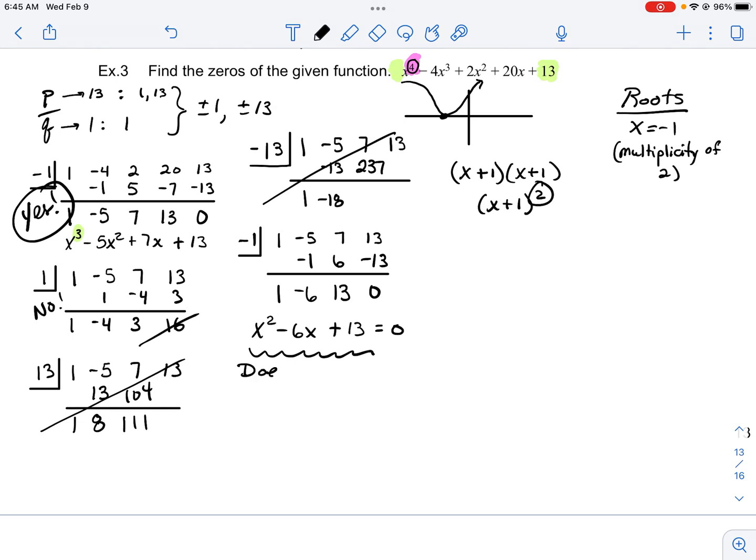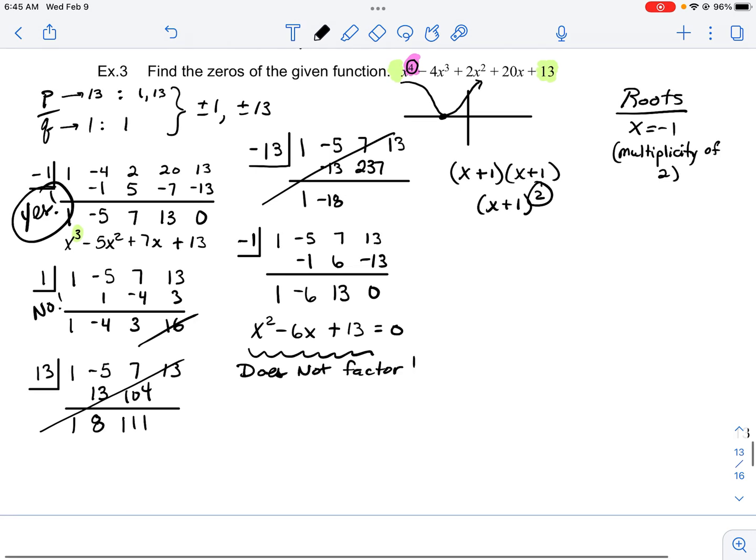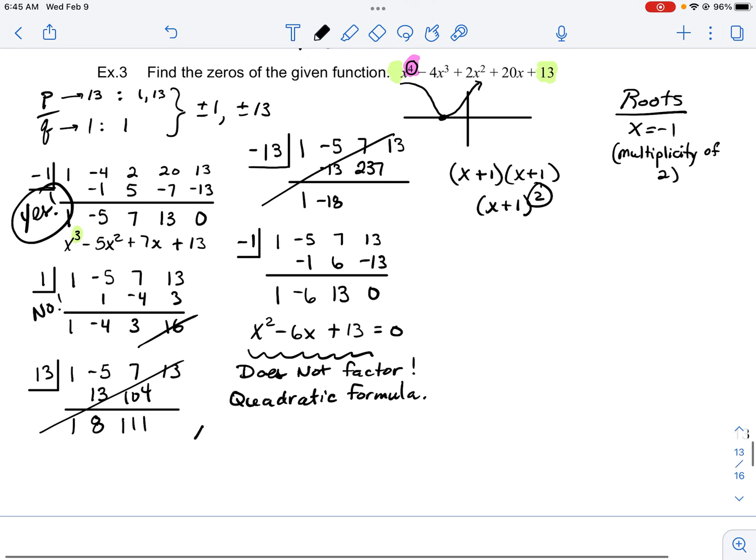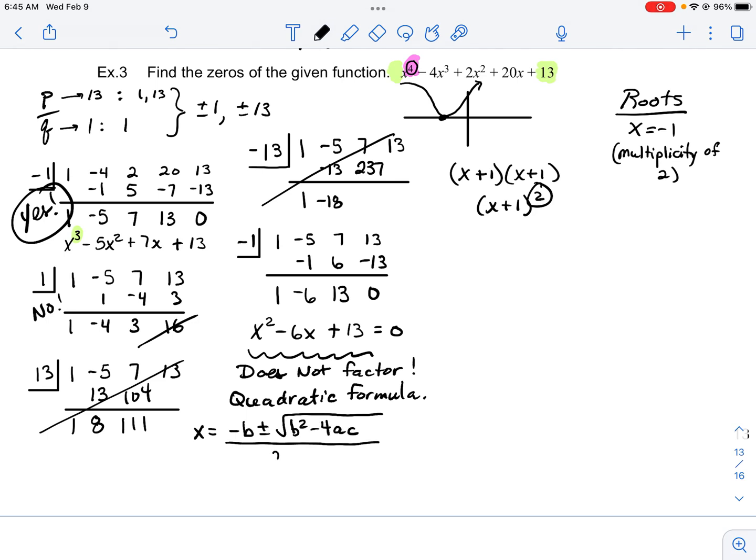This does not factor. So let's use the quadratic formula. As a refresher, the quadratic formula: x equals the negative of b plus or minus the square root of b squared minus 4 times a times c, and then we'll divide all of that by 2 times a. And the key to this is being able to identify your a, b, and c, substitute things correctly, and follow order of operations.